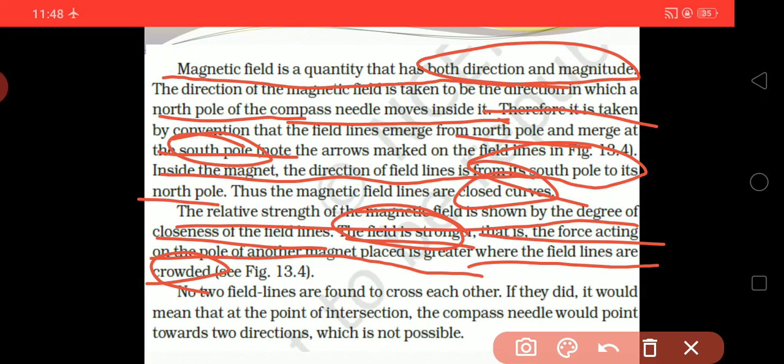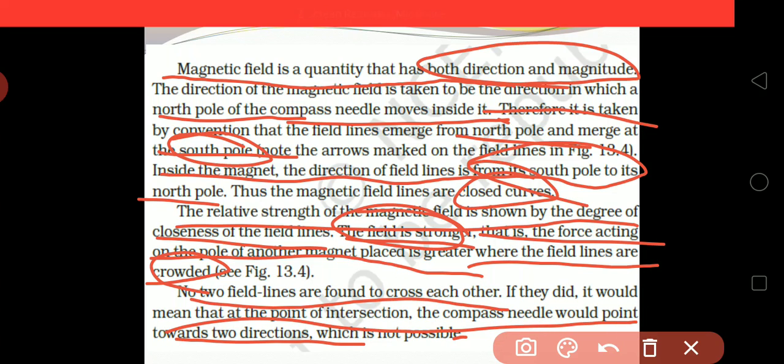No two field lines are found to cross each other. If they did, it would mean that at the point of intersection, the compass needle would point towards two directions, which is not possible.